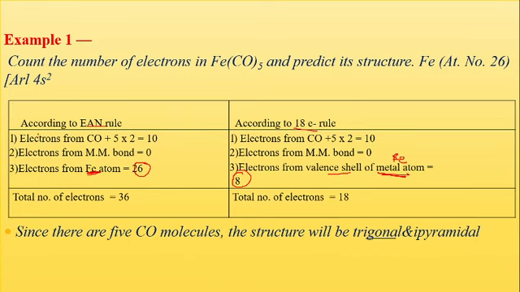According to the EAN, let me start. How many carbonyls are there? Five carbonyls, and we know the structure: all these carbonyls are terminal. So each carbonyl has 2 electrons, 2 into 5, so the total is 10 electrons. There is only one Fe, so the metal-metal bond is 0, and Fe has atomic number 26. By combining these, the total number of electrons is 36.